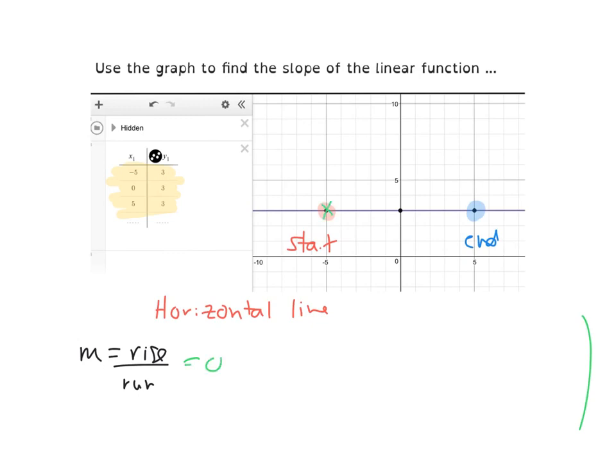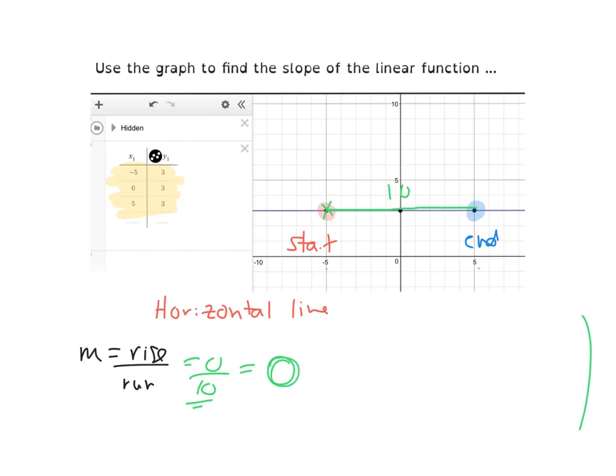To get from here, all I have to do is go over, right, from -5 to 5. So if I counted that, that looks like I went over 10. So 0 divided by 10. We know how to divide by 0. If there was 0 pizzas and 10 people sharing them, every person would get 0 pizzas.